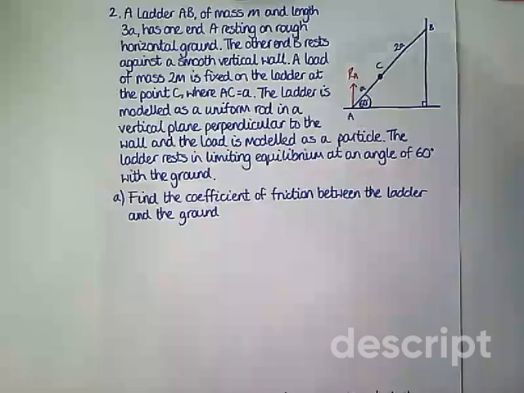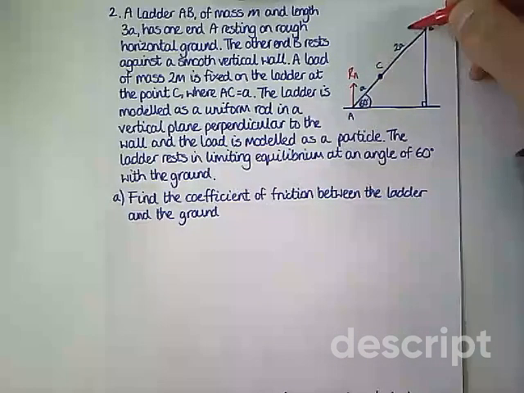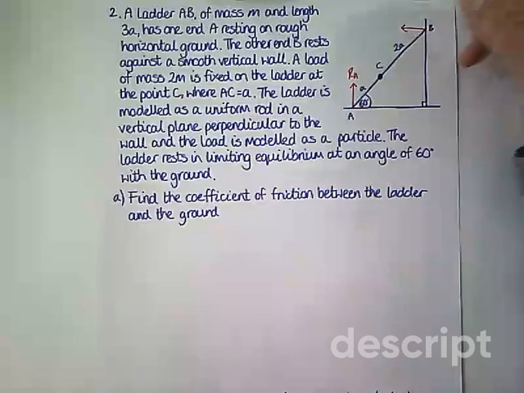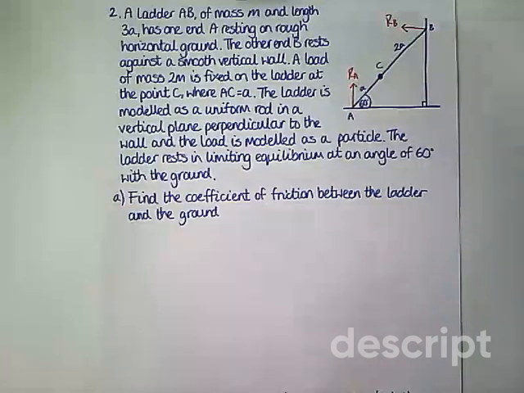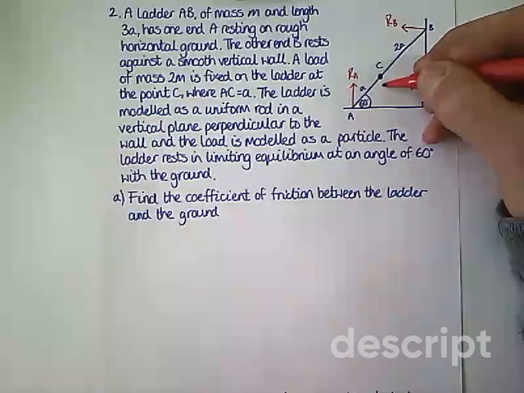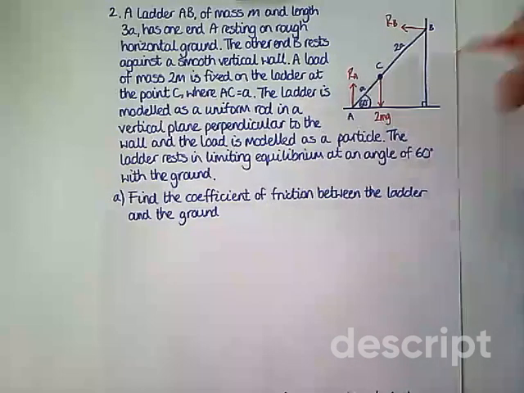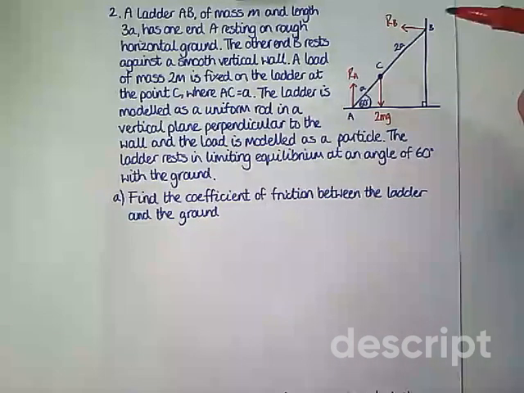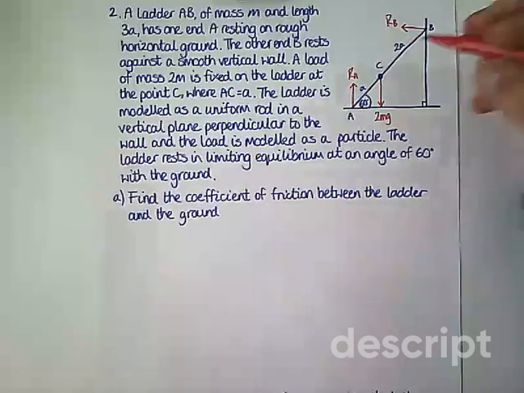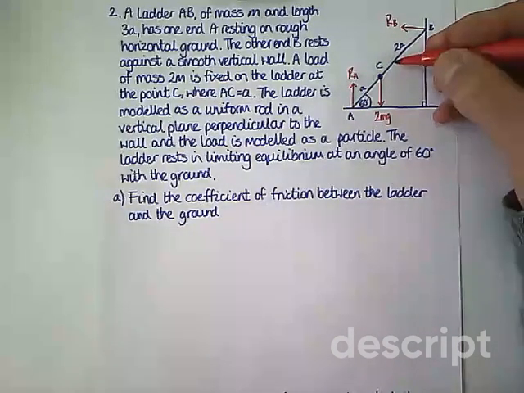Let's see what else is probably going to act towards the wall, but let's read the rest of the question. The other end rests on a smooth vertical wall, so there's only a reaction force perpendicular to the wall. No friction there. A load of mass 2m is fixed to the ladder at C, so let's write 2mg here. It's our force. The ladder is modelled as a uniform rod, so mg is acting in the centre.